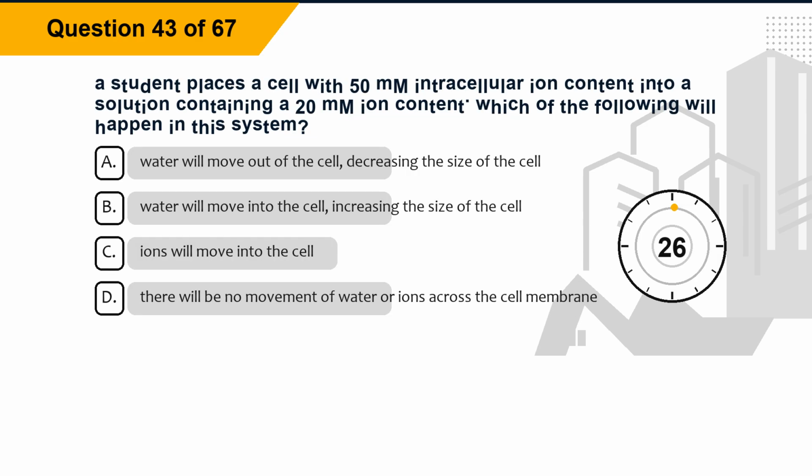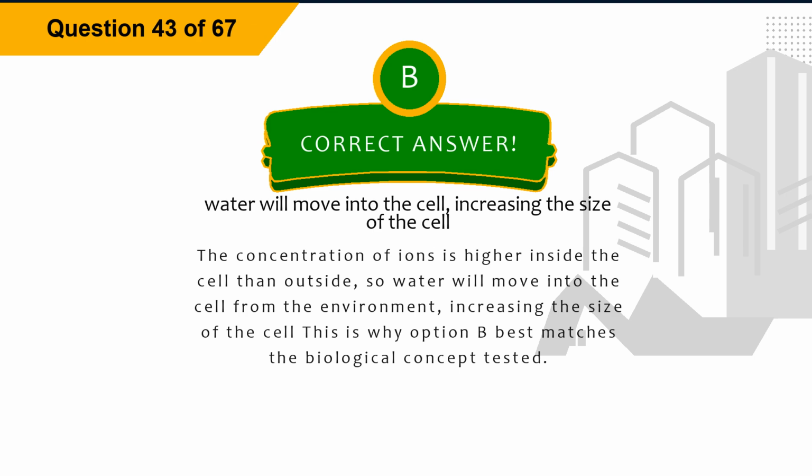Question 43. A student places a cell with 50 mM intracellular ion content into a solution containing a 20 mM ion content. Which of the following will happen in this system? Option A, water will move out of the cell, decreasing the size of the cell. Option B, water will move into the cell, increasing the size of the cell. Option C, ions will move into the cell. Option D, there will be no movement of water or ions across the cell membrane. The correct answer is option B.